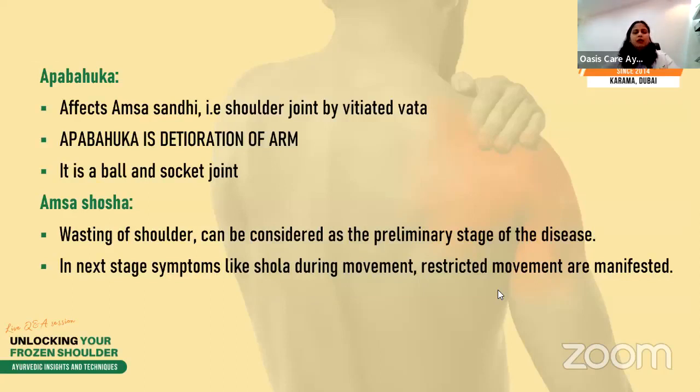Okay. Now, Apabahuka is what we can say is frozen shoulder, with its differential diagnosis according to Ayurveda. It affects the Amsa Sandhi, meaning the shoulder joint, and because of Vata deterioration of the arm, this will happen. As you can see, this kind of joint is a ball and socket joint. And in Amsa Shosha, as I am telling in the differential diagnosis, wasting of the shoulder muscles is more in this disease. And the next stage, Amsa Shula, will be manifested with restricted movements.